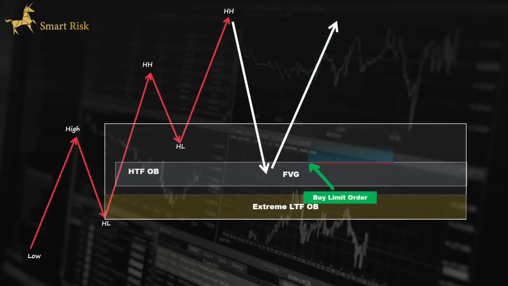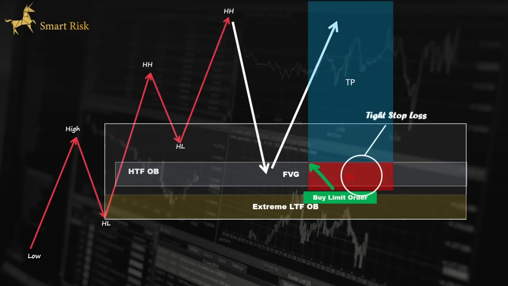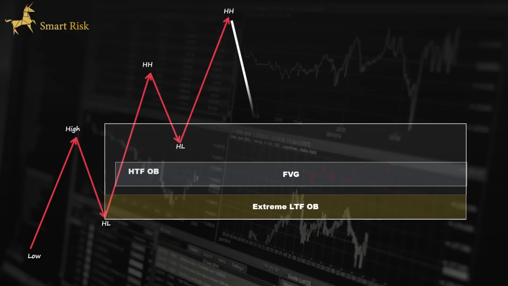Setting a tighter stop loss just below the lowest point of the fair value gaps can be an option. However, this approach does expose trades to higher risk. The extreme order block situated below the fair value gap area might still influence price action, leading to a downside movement that triggers the stop loss. Therefore, while a tighter stop loss may seem appealing, it's crucial to carefully consider the potential risks involved before implementing this strategy.